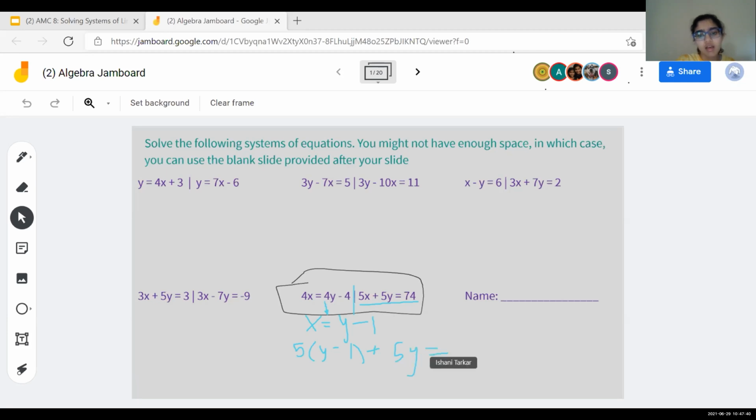So we can open up the 5 multiplied by y minus 1, and then we get 5y plus 5y, which is 10y minus 5 equals 74. And then we add 5 to both sides, and we get 10y equals 79. Then when we divide both sides by 10, we get y is equal to 7.9.